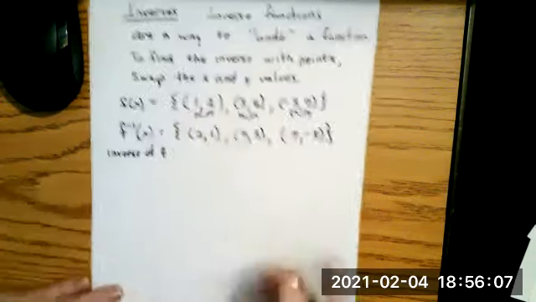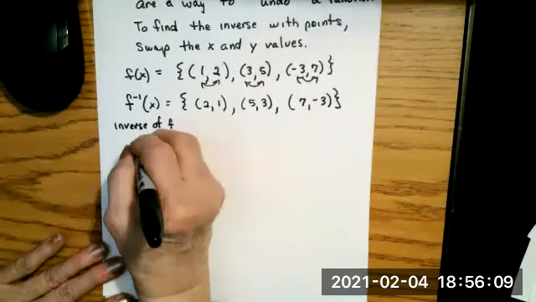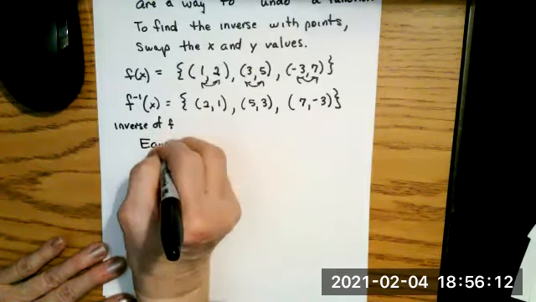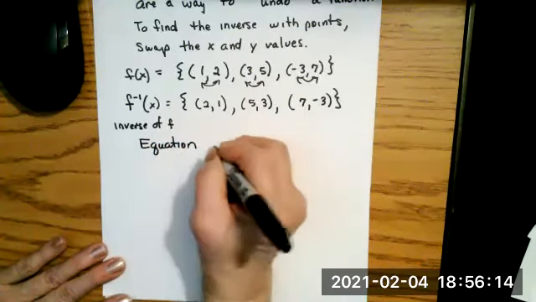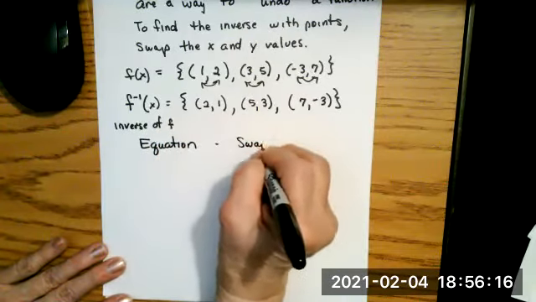Okay. Now, if you have an equation instead of a set of ordered pairs, you still swap.